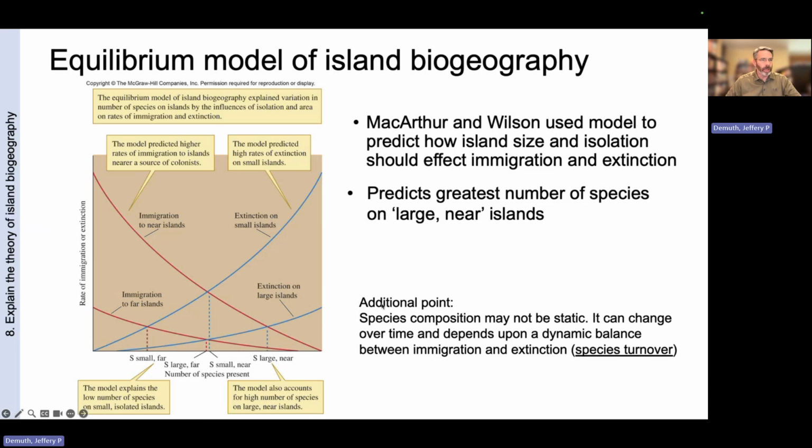One additional point here is that the species composition isn't necessarily static. It's one of the cool parts about this model: if you go back and sample the islands over time, you don't necessarily see exactly the same species, but you see the same number of species. We call this species turnover, and the model still fits pretty well.